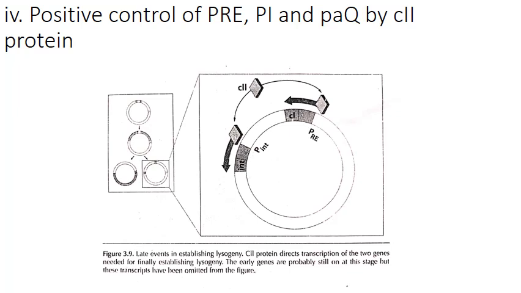Now the other role of the cII protein is binding to the PI promoter, which is the integration promoter, which helps phages to integrate into the host chromosome.